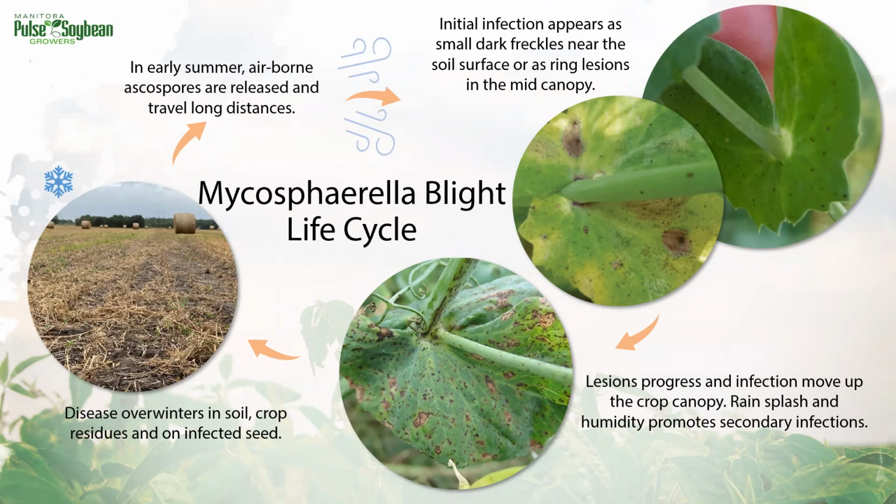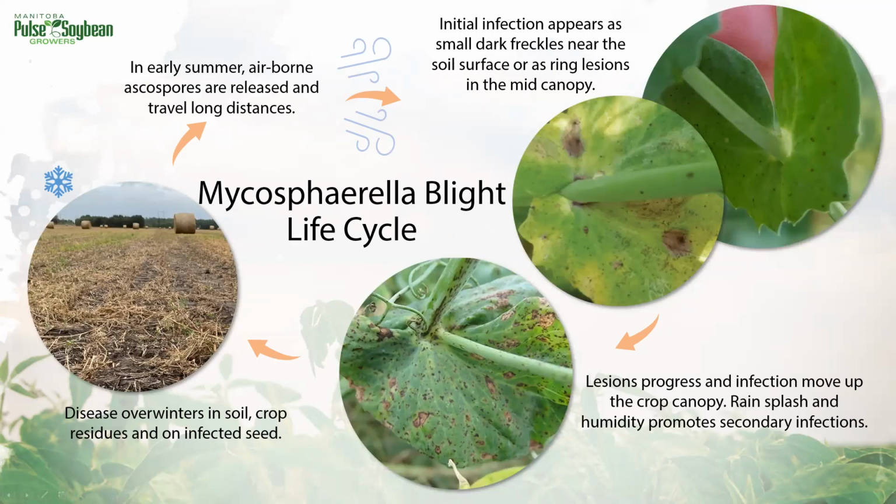Mycosphaerella blight, also called Ascochyta blight, is our main disease target of fungicides, so we'll look at its life cycle in a bit more detail here. It's overwintering on soil, on crop residues, and on infected seed. Then in early summer, airborne ascospores are released, and they might travel long distances by wind to infect pea crops. Initial infections commonly appear as small dark freckles in the lower canopy near the soil surface, or you might have ring lesions appearing in the mid canopy.